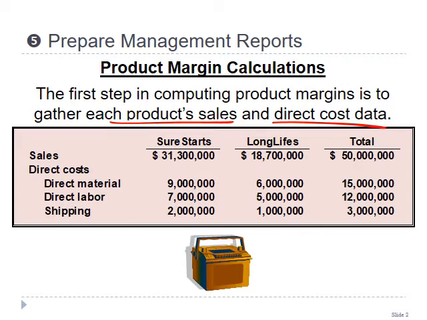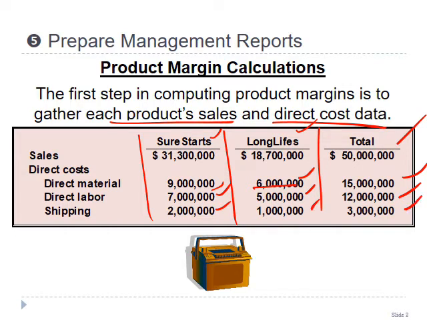So we are given the same company, Baxter Batteries. The sales of Sure Start are $31.3 million, and Long Life is 18.7 million, so total sales are 50 million. We are given the segregated data. The direct costs: 9 million is the direct material on Sure Start and 6 million on Long Life, totaling 15 million. Direct labor is 7 million and 5 million, total 12 million. Shipping cost is 2 million and 1 million, total 3 million.